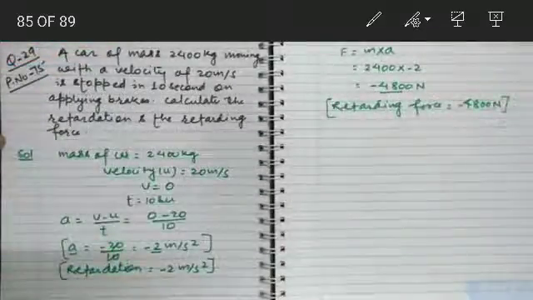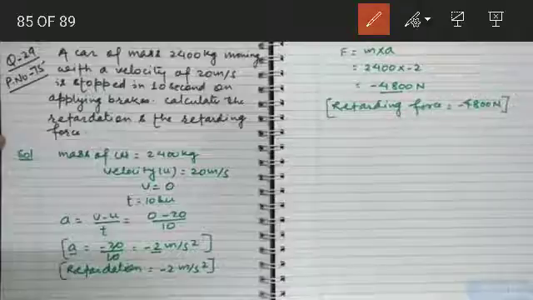Question number 1: a car of mass 2400 kilograms moving with a velocity of 20 meter per second is stopped in 10 seconds on applying brakes. Calculate the retardation and the retarding force.